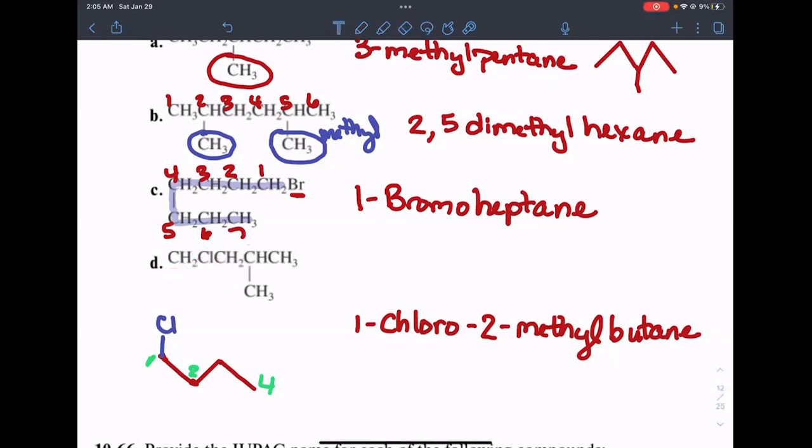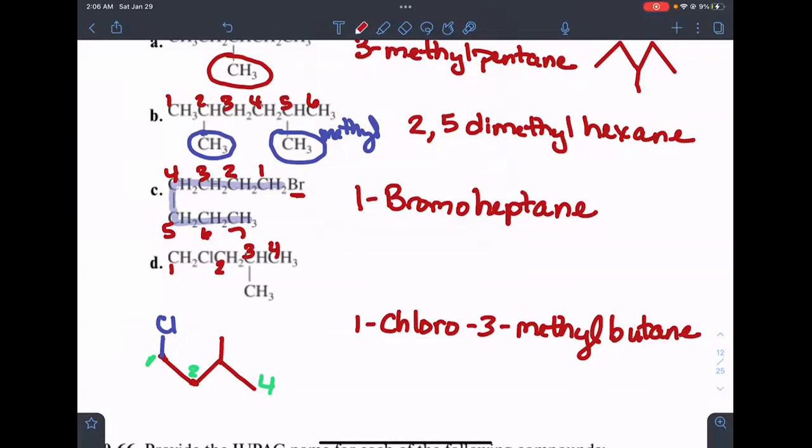Okay. So we're going to go 1 carbon, right? And it's got the chlorine attached. That's my 2nd carbon. Here's my 3rd carbon, and there's my 4th carbon. So my 3rd carbon is where the methyl comes off. So I don't have to label that. So that turns that 2 into a 3. So 1-chloro, 3-methyl butane. Always good to number and double check.